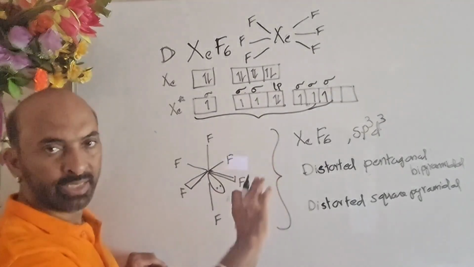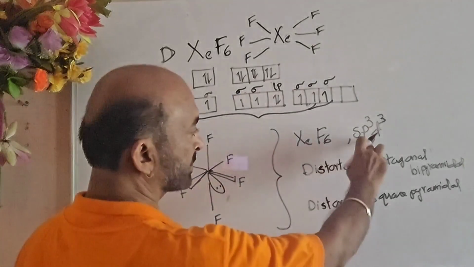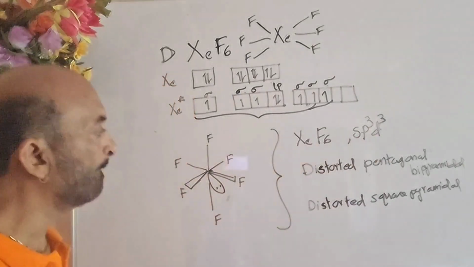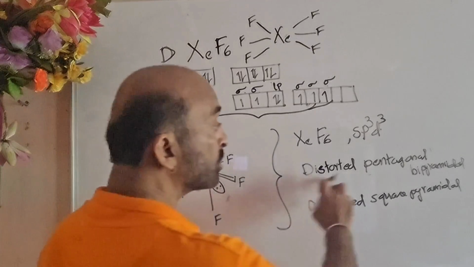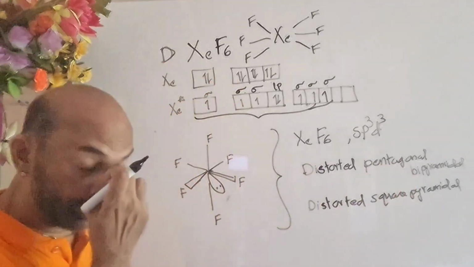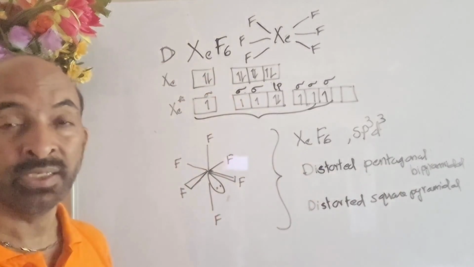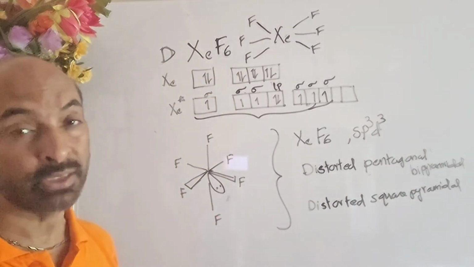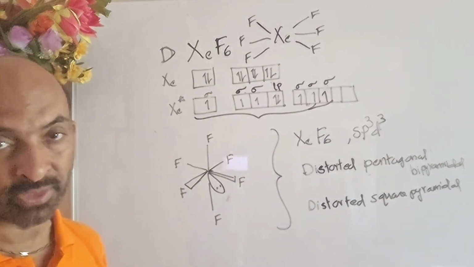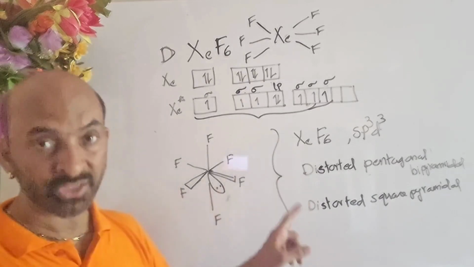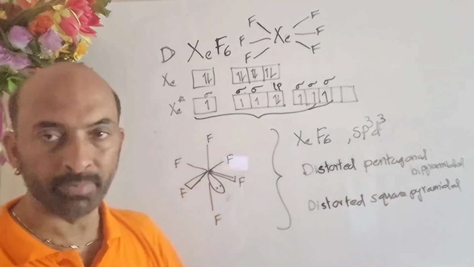So details regarding XeF6. XeF6 is sp3d3 hybridization. Structure: distorted pentagonal bipyramidal. Why distorted? Due to the presence of the lone pair in the structure. Whenever lone pairs are there, there is always the possibility of deformation or distortion. So distorted pentagonal bipyramidal.